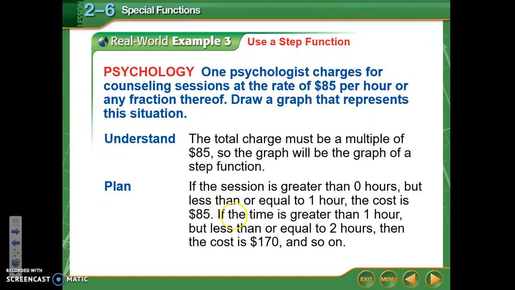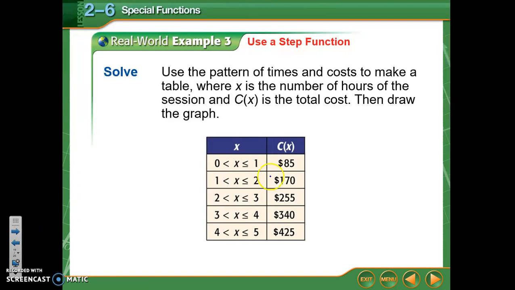Once you go over that hour, she starts charging you the second hour. So if you're there an hour and 15 minutes, an hour and 20 minutes, an hour and a half, you would get charged $170, and it would continue like that. So what happens is we basically make a table of values where our x is a range. So I'm saying any x value between 0 and 1, including 1, you get charged $85. Once I go over 1, I start getting charged $170 all the way up until I hit 2 hours. If I'm there for 2 hours and 1 minute, she's going to start charging me an extra $85. So that would be $255 in total.